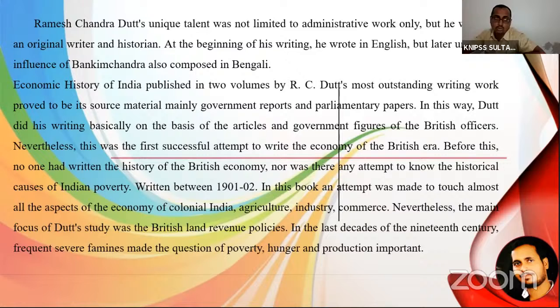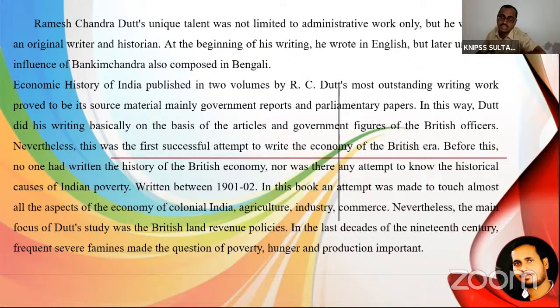Before this, no one had written the history of the British economy, nor was there any attempt to know the historical cause of Indian poverty. Written between 1901 and 1902, in these books an attempt was made to touch almost all aspects of the economy of colonial India: agriculture, industry, commerce. Nevertheless, the main focus of Datta's study was the British land revenue policy.